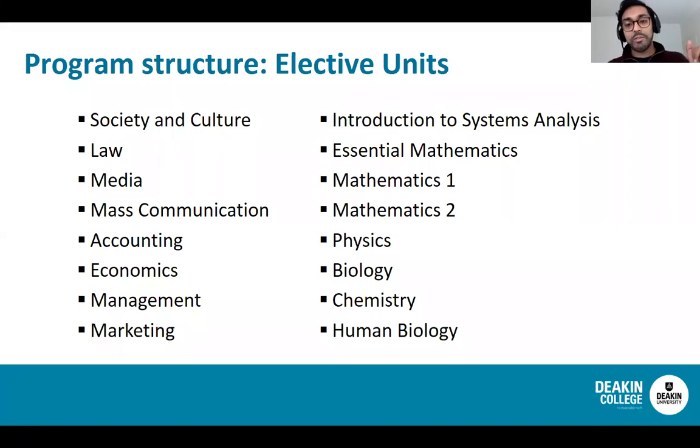You can see there that there are units that cover every area of study. If you're going into arts, you might want to pick society and culture, law, or media or mass communications. If you're going into business, you might want to do accounting, economics, management, marketing, or even a higher level maths unit. If you're going into nursing or science, you might want to do physics, biology, human bio, or chem. Essentially, the electives are open in that you can choose what you're interested in. And if you want to choose something that may not be the most relevant to your future degree, but you're interested in studying it, I'm okay with you doing that, as long as you have a chat with me first. So there are options for you to be flexible in your electives as well.